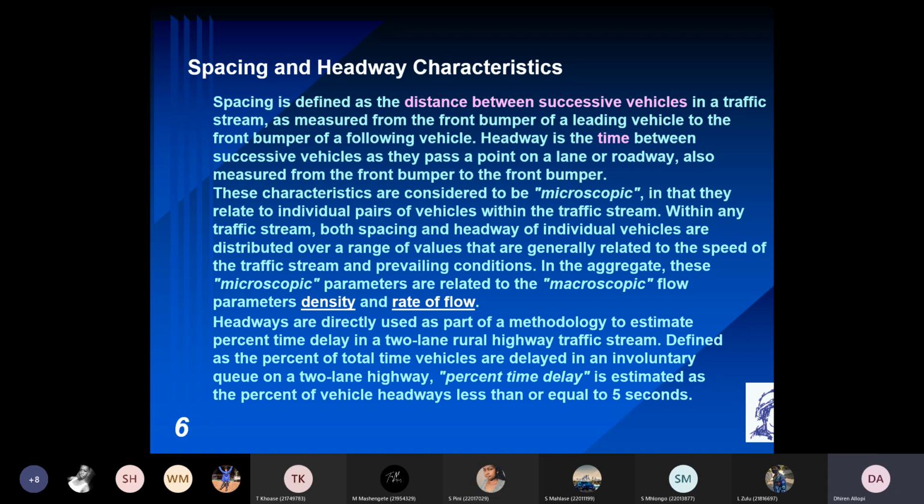So that is a basic difference between spacing and headway, and we will look at these in more detail when we tackle an example. When we look at an example, you can see how one can calculate spacing and how one can calculate the headway given the necessary data pertaining to that particular roadway. So again, it's basically analyzing the data.